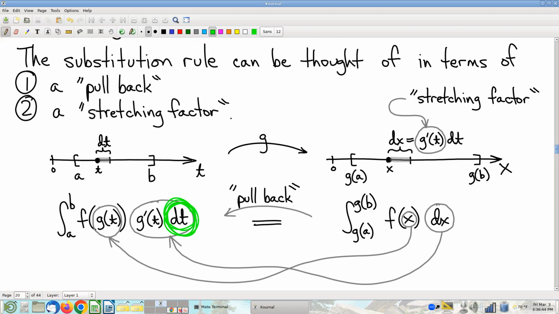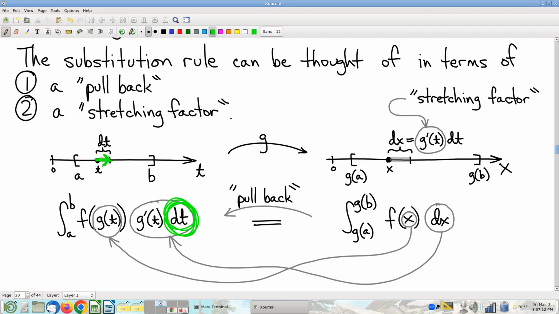dt I can draw on my picture as this. It represents the size, the width, if you will, of this little subinterval, and we think of this as a size. You might think of it as a distance. Now I want to tweak that a little bit. I now want to view dt as being a change, aka a vector. Just going to choose to view it that way.